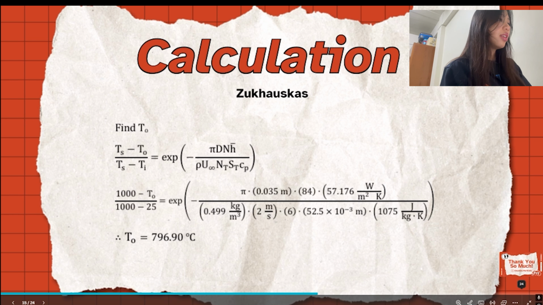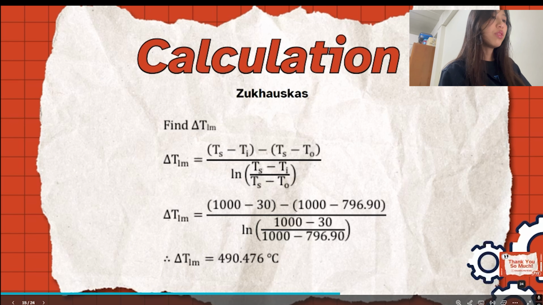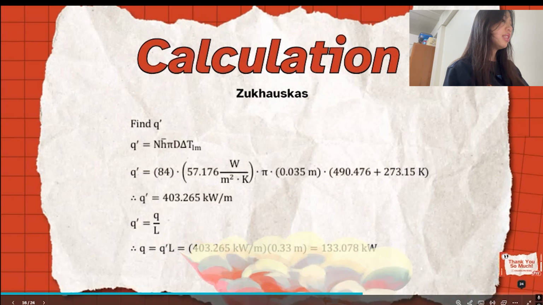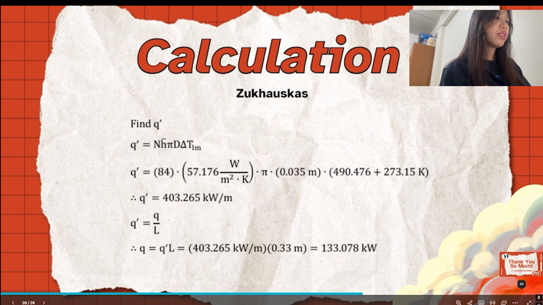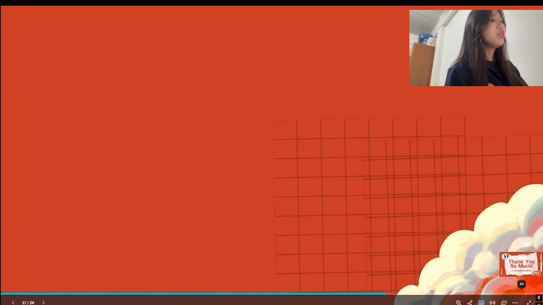796.9 Celsius. The log mean temperature difference is calculated to find the effective temperature driving force. It's calculated as 490.476 Celsius. And next, the heat transfer rate per unit length. Use the formula shown. The result is 403.265 kilowatt per meter. The total heat transfer rate for the bank length is this equation, resulting in 133.078. And the last one, we need to find the pressure drop.